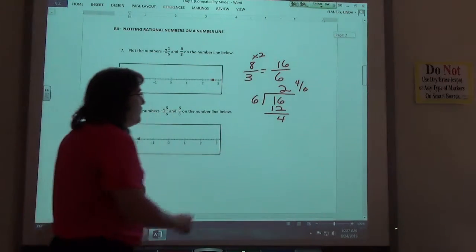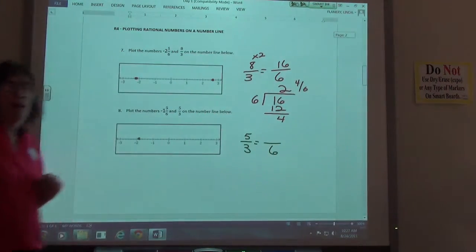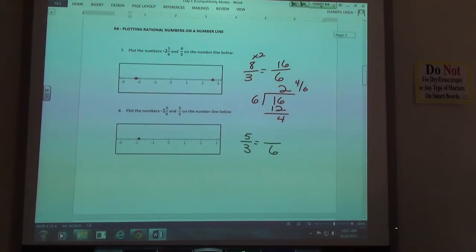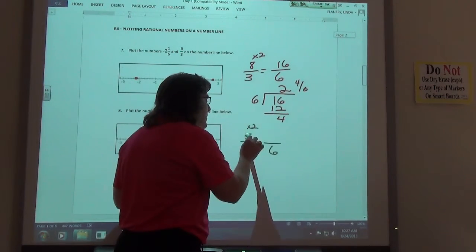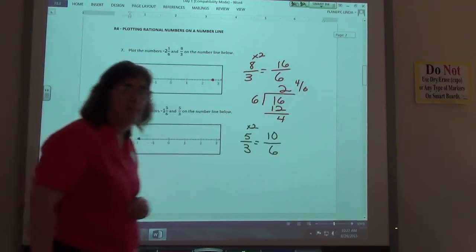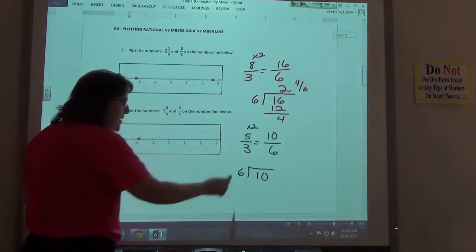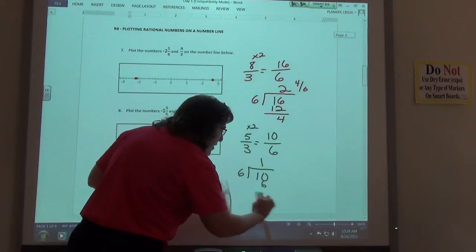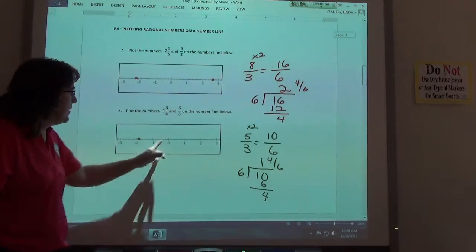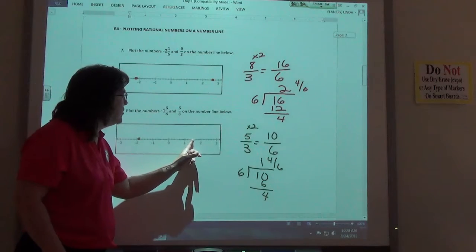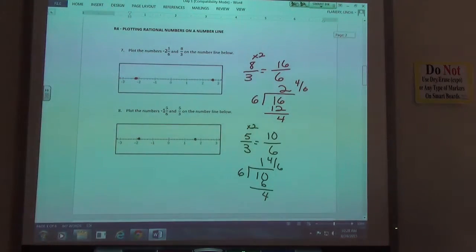Number 8 says 5/3. Again, the 5/3 I would have to change to an equivalent fraction since I need to be in sixths. 3 goes into 6 two times, and 5 times 2 is 10. I'm going to make it into a mixed number so I don't have to count 10 places. 6 goes into 10 one time. I've got 4 left over, so I've got to go 1 and 4/6. 1 and 1/6, 2/6, 3/6, 4/6. So 4 marks after the 1.